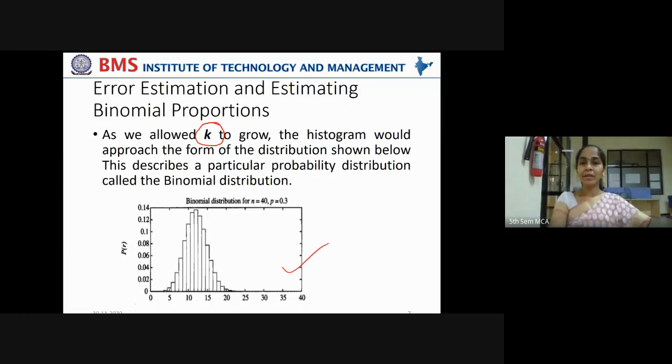This describes a particular probability distribution called the binomial distribution. We can also call this a binomial distribution, where you have taken the number of data points in each sample as 40 and the probability of observing a sample error as 0.3. Now when you plot this graph, it shows a binomial distribution, and it is also like an inverted bell curve. That is why we also say that it is following a normal distribution. But now we'll focus on what this binomial distribution is.